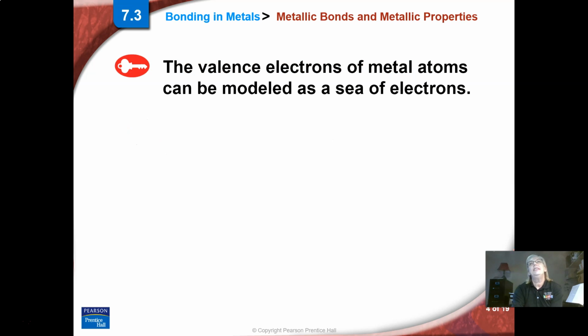What you can think of is the nucleus of each metal atom is in the center and it's fixed, it's not moving, and then electrons move through the whole mass of the metal like a sea. So I kind of think of it as a sponge. The sponge material is the nuclei, and the water flowing through a sponge is the electrons moving through it. So if you squeeze a sponge, you know the water squishes out.